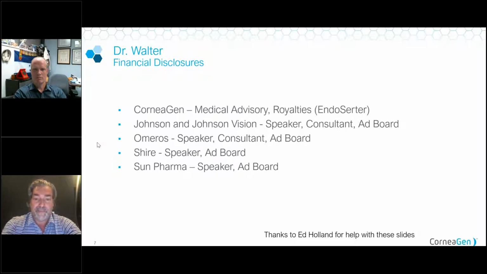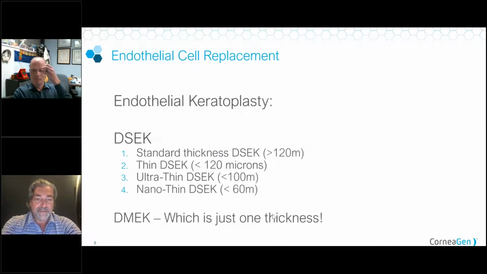So next slide. Ed Holland did help me with these slides, so I want to give a shout out to Ed. A lot of this is his data. So let's talk a little bit about endothelial keratoplasty, what that is exactly.